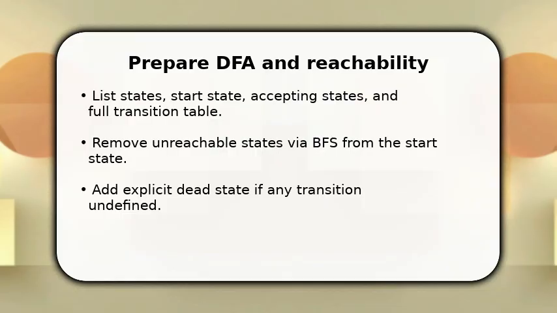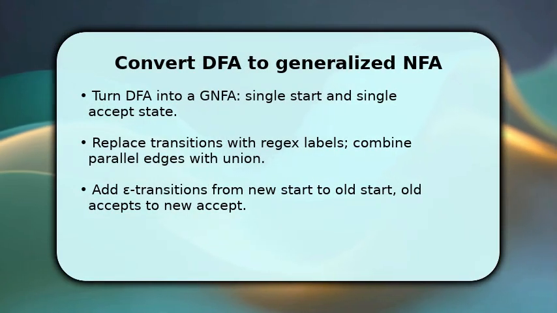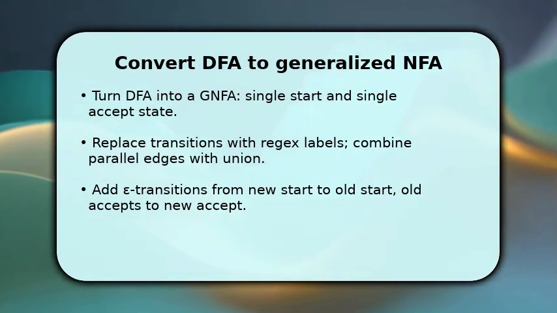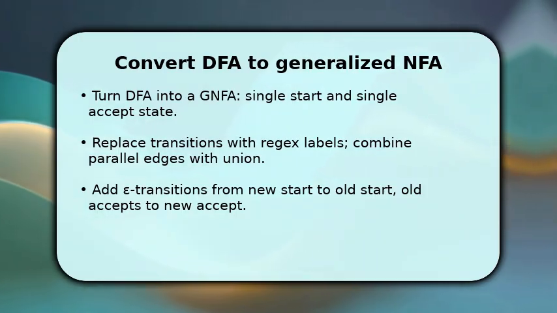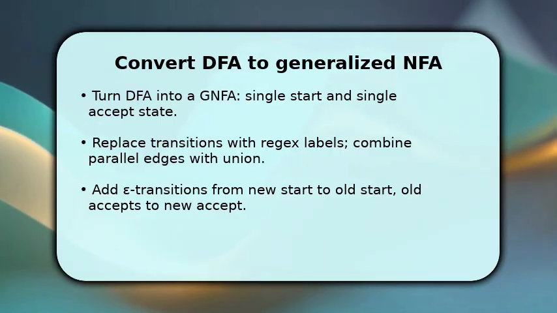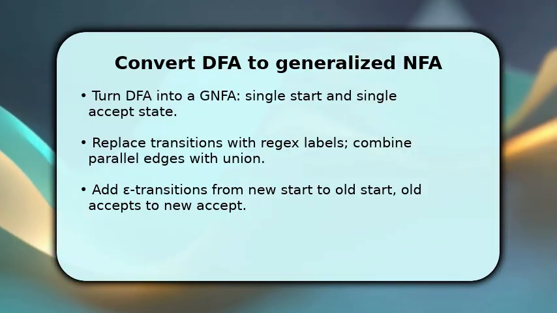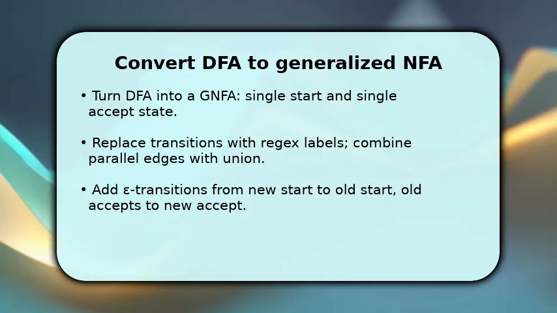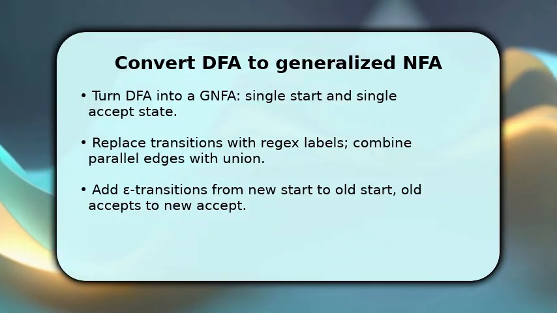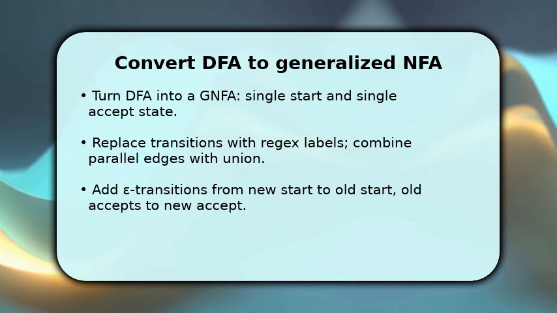Create a new single start and single accept state. Connect the new start to the original start with an epsilon, and connect every original accepting state to the new accept with epsilons. Replace each DFA transition with a regex label, the symbol, merging parallel edges by union. This normalization lets you perform systematic state elimination while preserving the exact language.